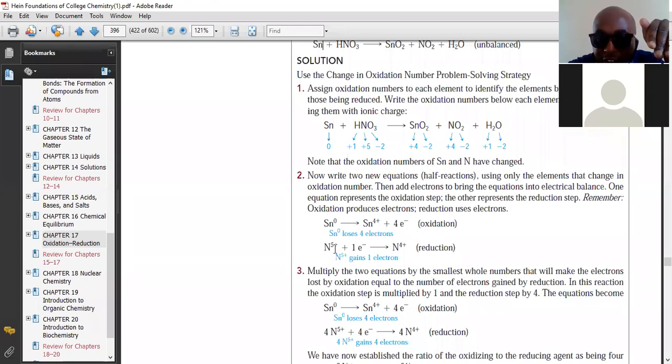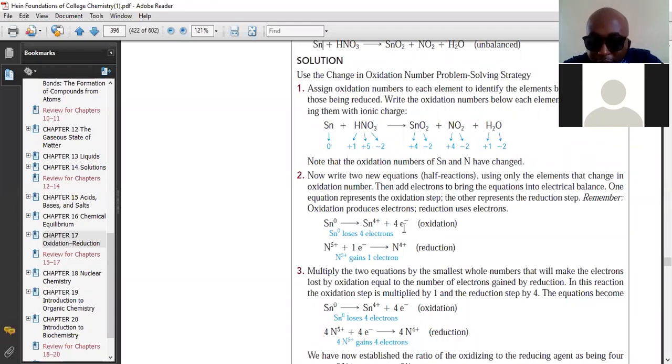Then N5+ to N4+, the difference is 1 electron. So you add the electron for the reduction on the left hand side. For the oxidation, they are added on the right hand side. So these are the balancing. The only thing you have to do now is factor, because the electrons lost must be equal to the electrons gained.